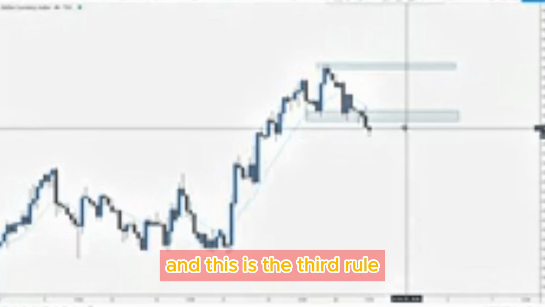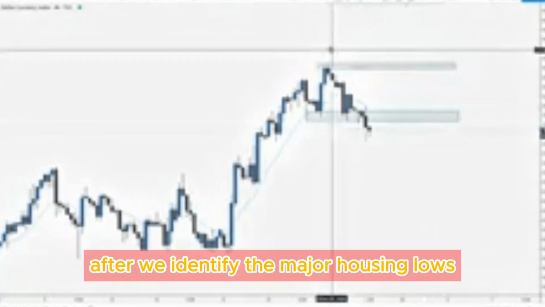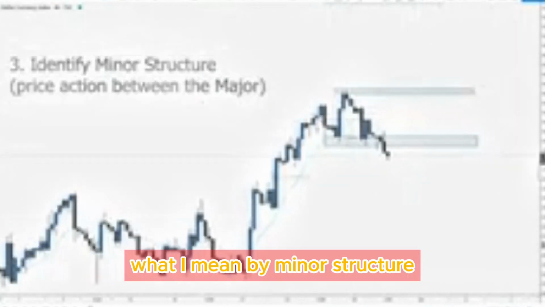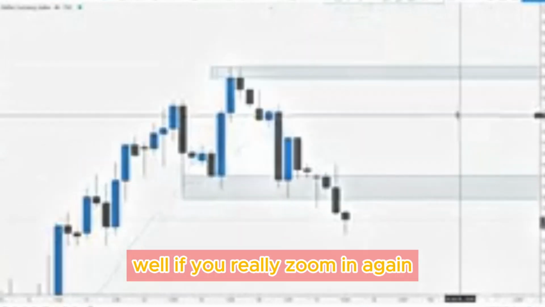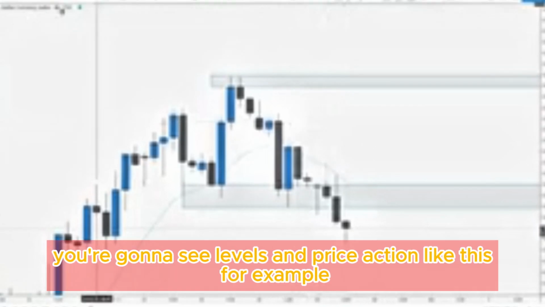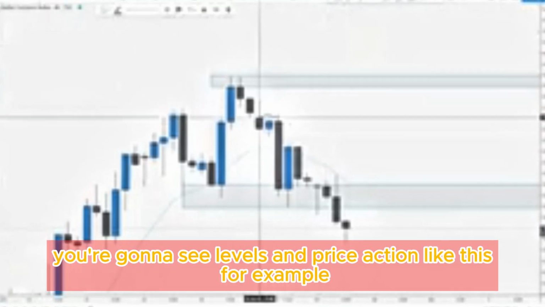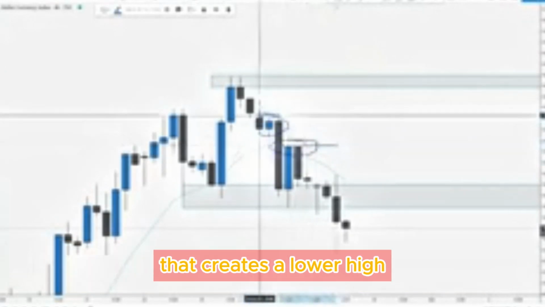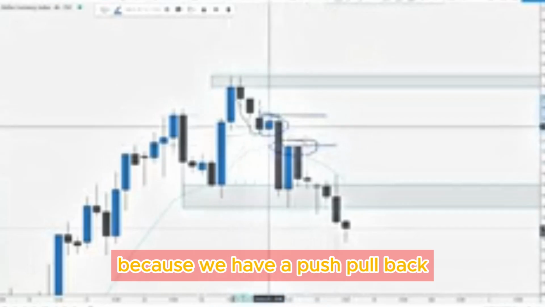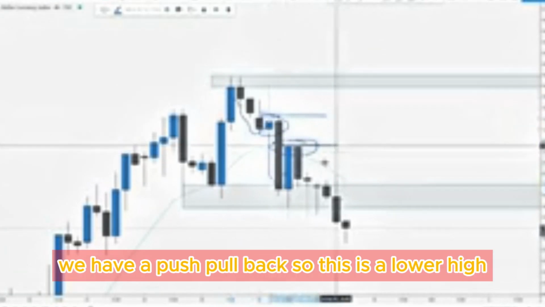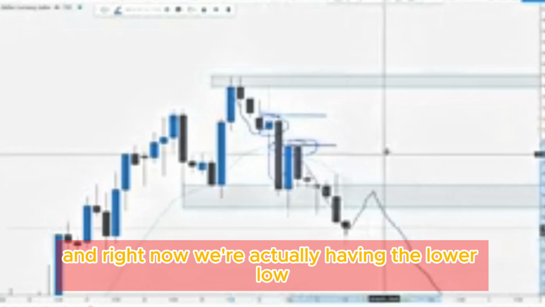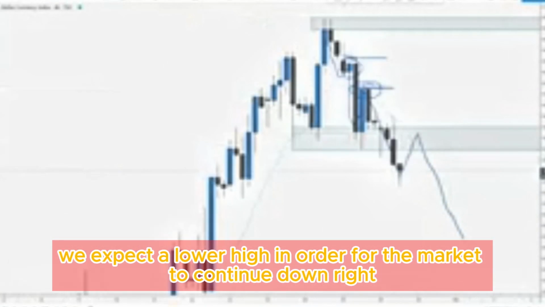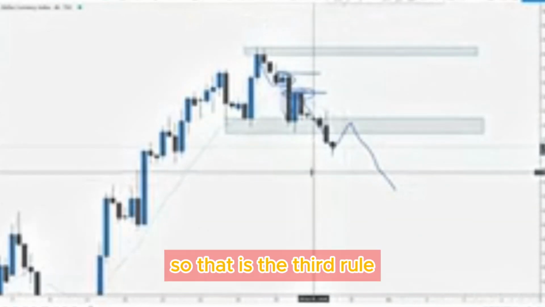And this is the third rule. After we identify the major highs and lows, we want to identify minor structure as well. What do I mean by minor structure? Well, if you really zoom in, again, you're gonna see levels and price action like this. For example, this little candle and this bullish engulf right here creates a lower high. This one creates a lower high as well because we have a push and pullback. So this is a lower high, and right now we're actually having the lower low. And what do we expect right now, guys? We expect a lower high in order for the market to continue down, right? So that is the third rule.